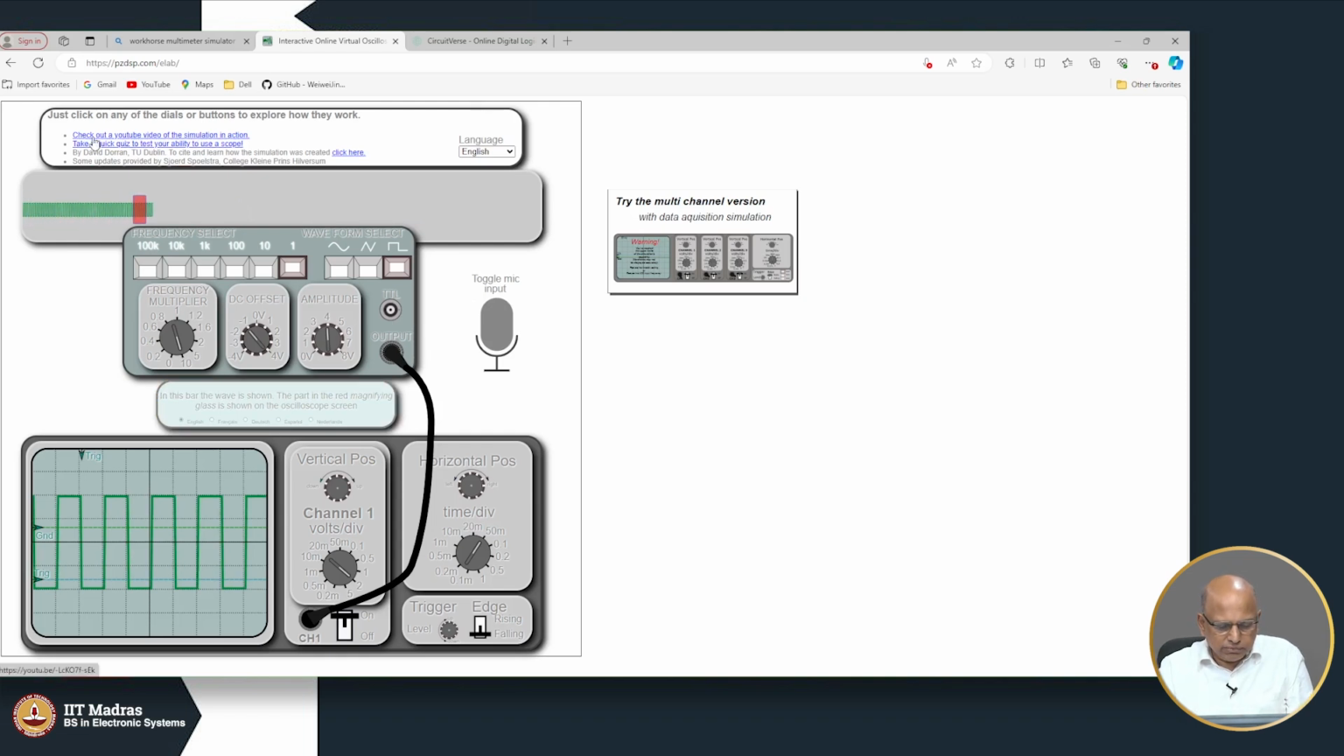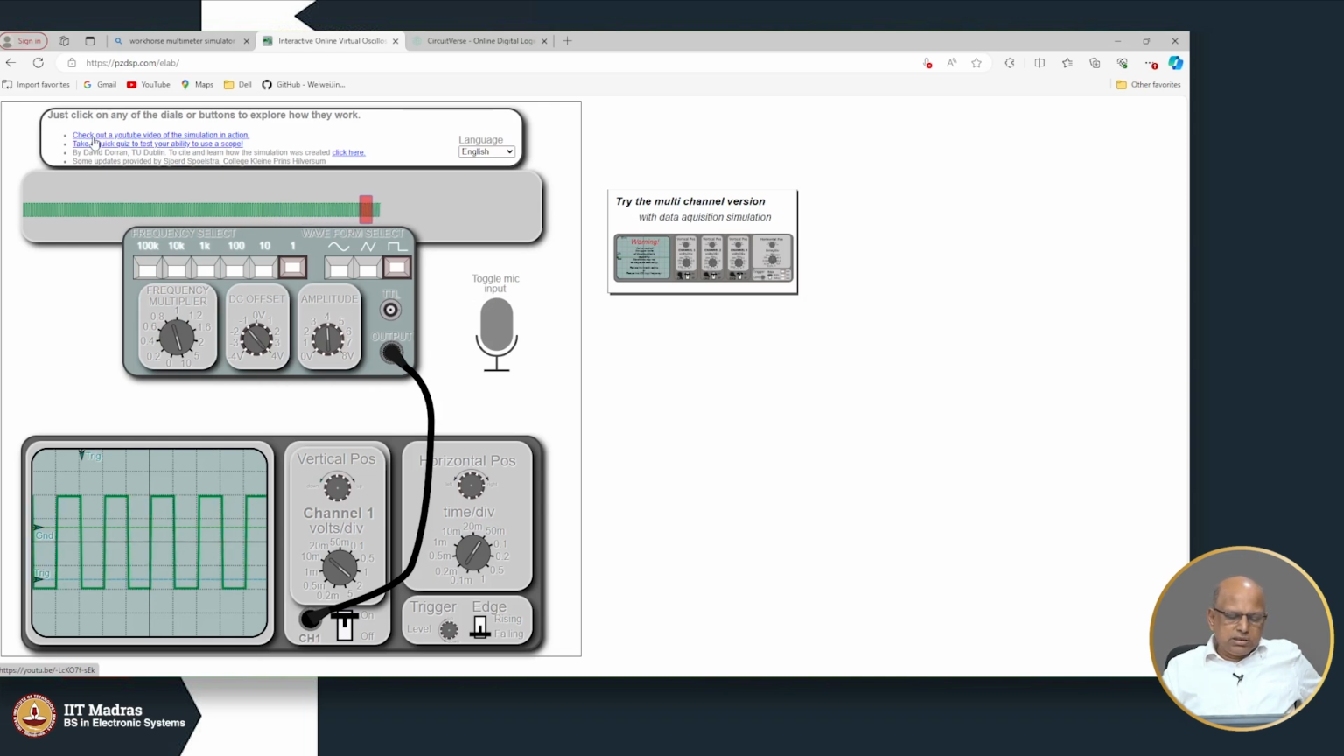So we'll recap whatever we saw in the class today. We talked about the error in measurement. We talked about how error measurements can lead to incorrect conclusions about the chip. You may end up classifying a good chip as a bad one or a bad chip as a good one. So measurements, you have to do it very carefully.